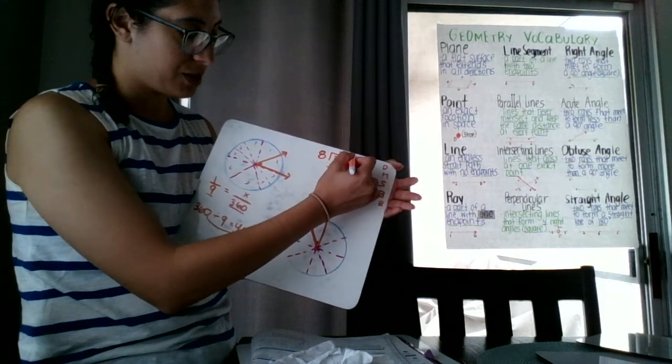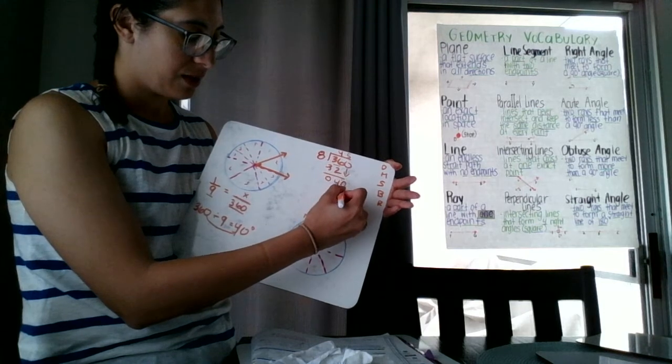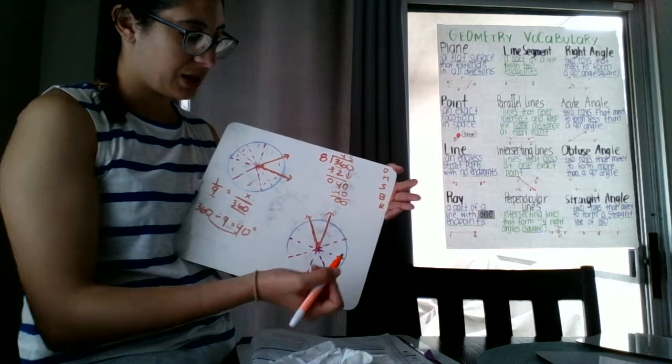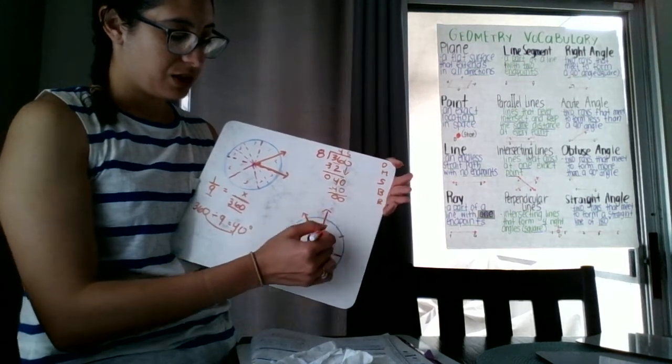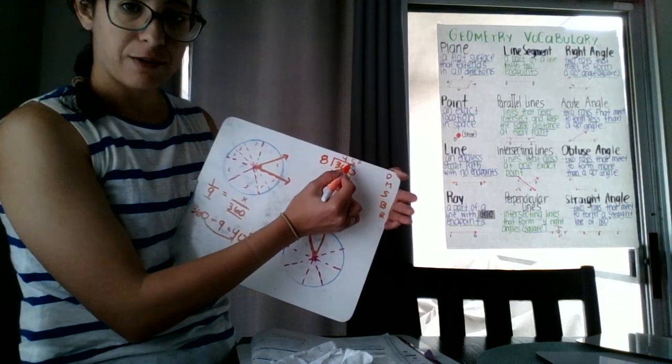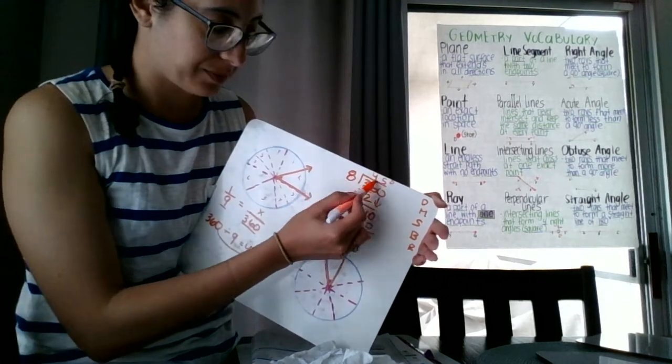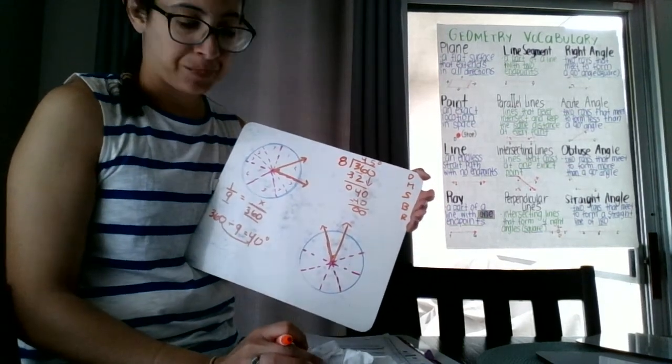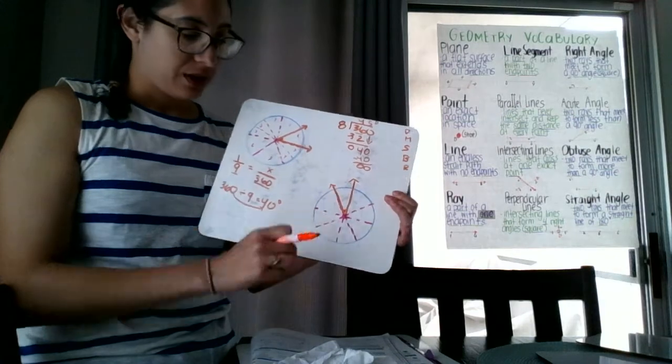5 times. And then we check. 8 times 5 is 40. We get 0. So each one of these angles is equal to 45 degrees. Okay? So that's basically what you're doing.